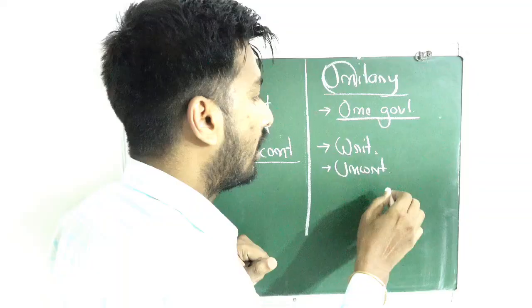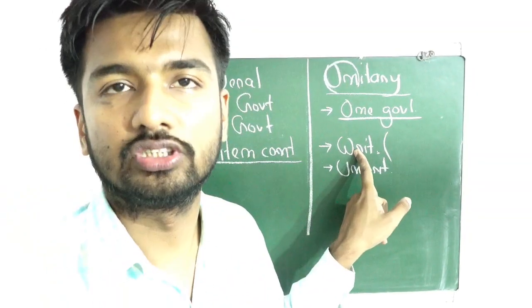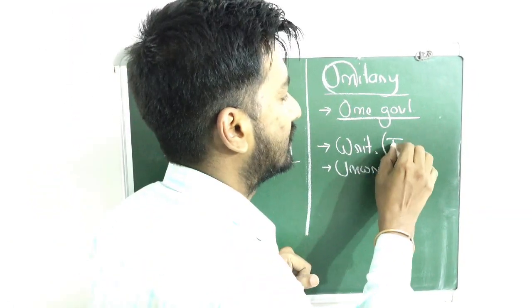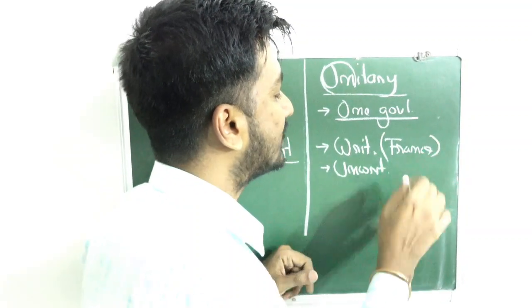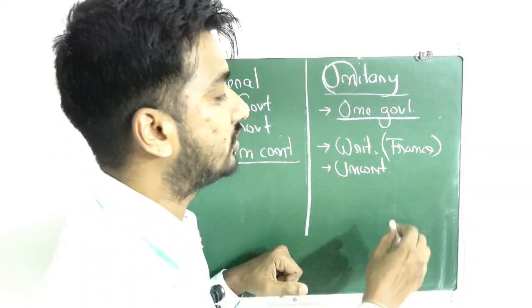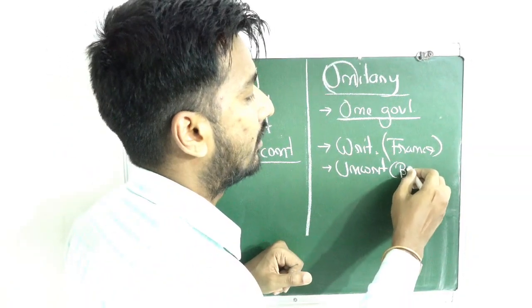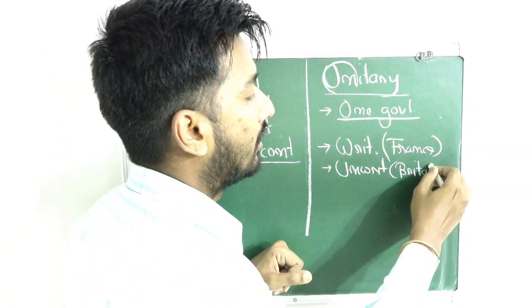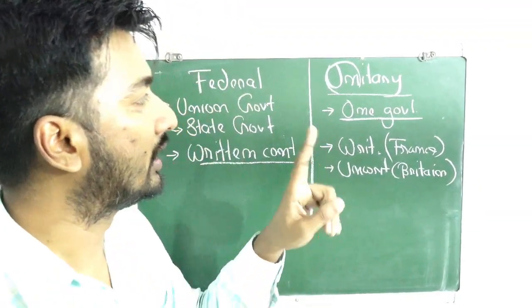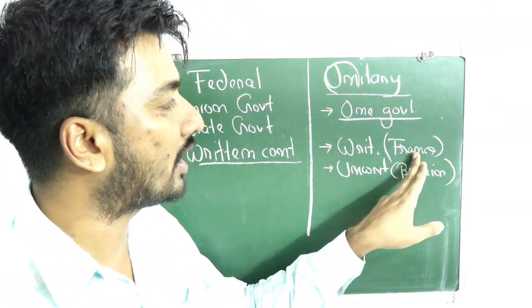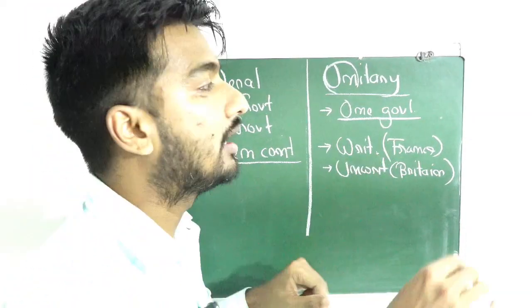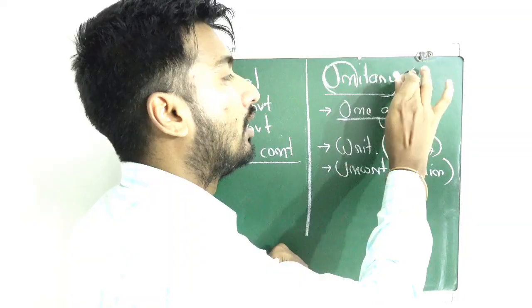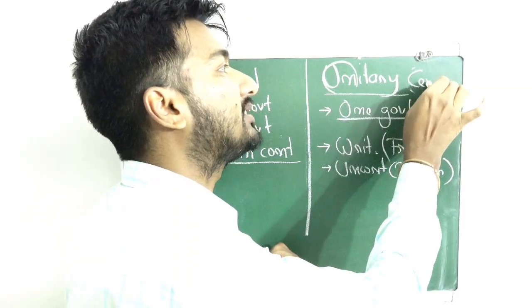Now, what is the example of a written constitution? It is France. And what is the example of an unwritten constitution? It is Britain. Now let me clear it out. The France government is a unitary form of government. What is a unitary form of government? The union body, the center, controls everything.